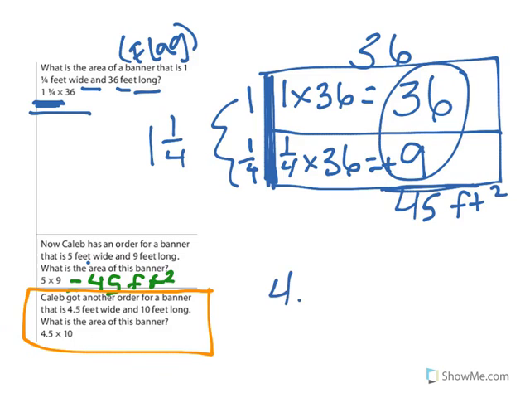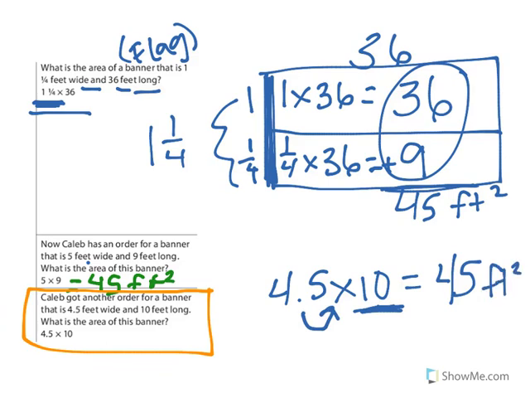Maybe you just thought to yourself, well, I know 4.5 times 10. I know because of the rules of powers of 10, if I multiply by 10, all I have to do is move my decimal one place to the right. So I know that this is 45 feet squared.